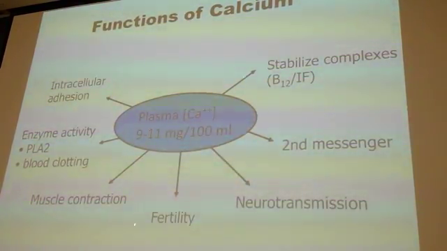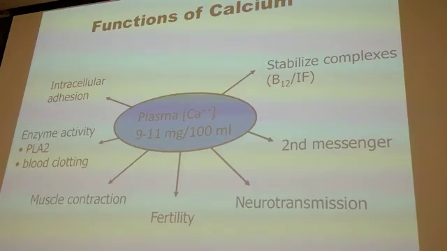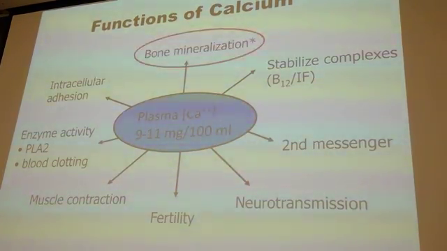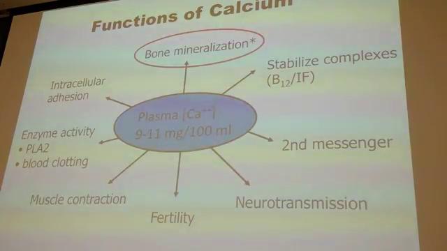And then several other things we didn't really go into, but calcium functions in neurotransmission, fertility, and intracellular adhesion. Most of these are through its actions through calcium binding proteins, because many proteins coordinate calcium. And then important for today is that calcium plays essential roles in bone mineralization, or the formation of the actual structural material which gives rise to our bones, right?